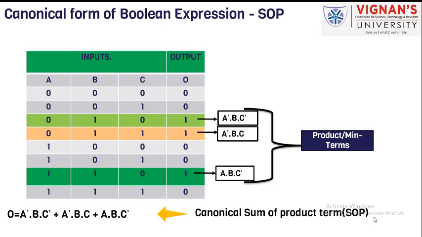That's why, if you observe the expression, each term consists of all the variables, and all those variables are in the form of product, and such terms are added. That's why it is called a canonical sum of product term.